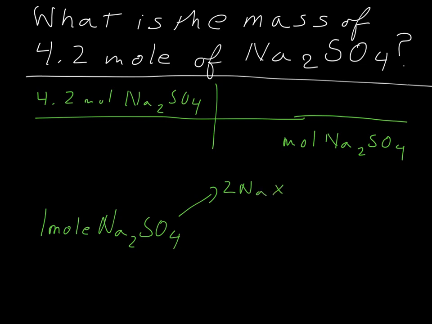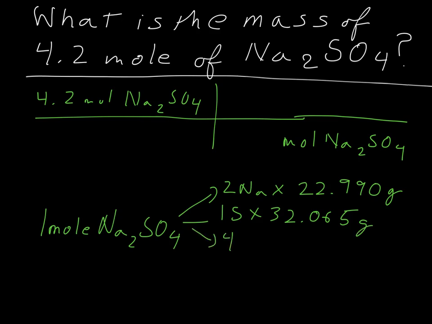According to the periodic table, I go to sodium and I find the molar mass of sodium. On my periodic table, it is 22.990 grams per mole. Then I have 1 mole of sulfur, and according to my periodic table, sulfur is 32.065 grams per mole. Then I go to oxygen. I have 4 oxygens in 1 mole of sodium sulfate, and each oxygen mole is 16.00 grams.